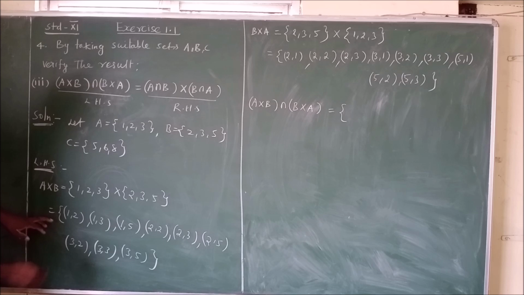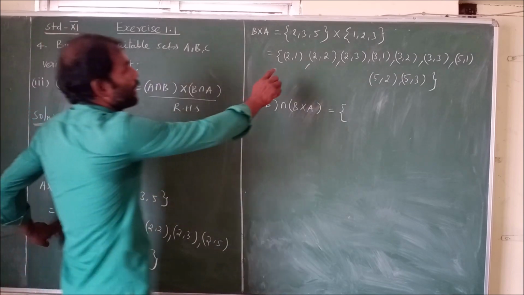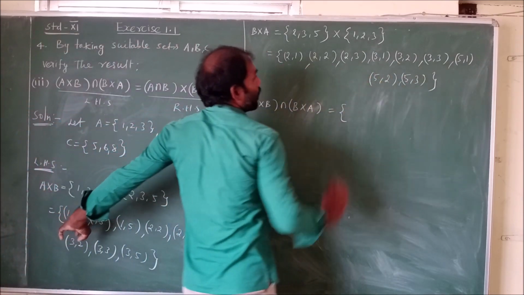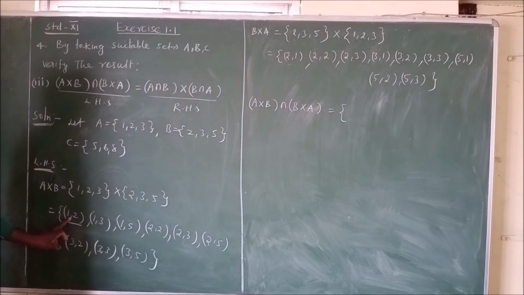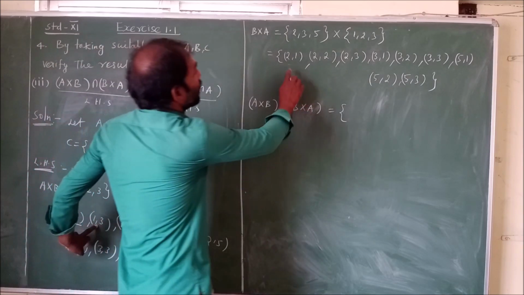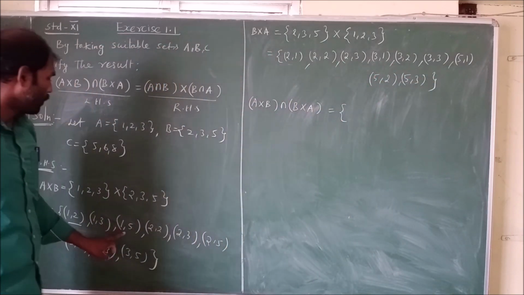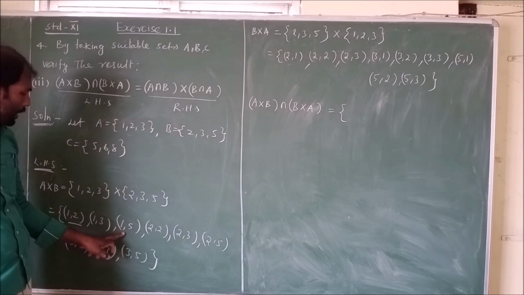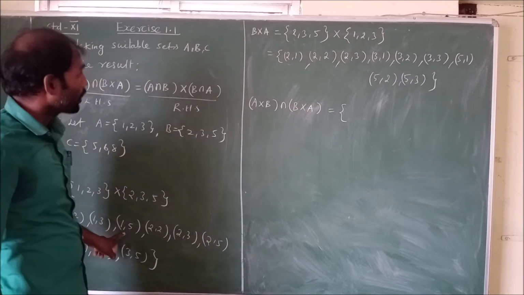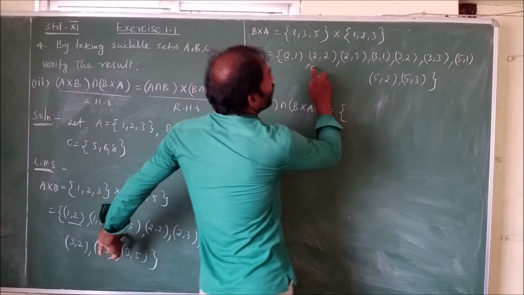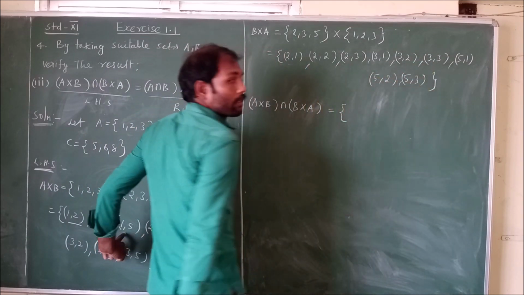First one is (1, 2). It appears in A cross B, but does it appear in B cross A? No, so (1, 2) is omitted. (1, 3) appears in A cross B, but not in B cross A. Third, (1, 5) appears in A cross B, but not in B cross A.